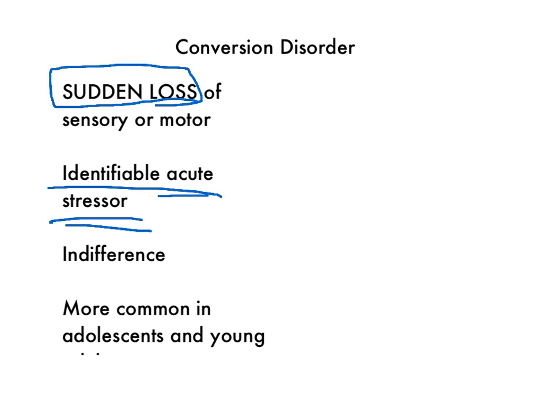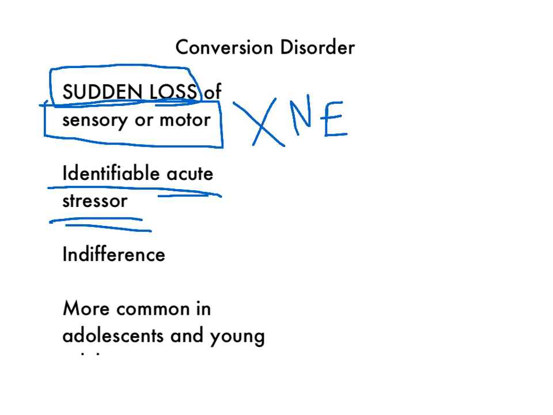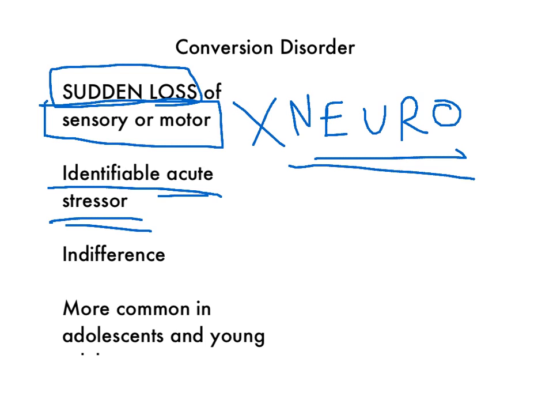The other important thing you have to know about this is that it's a loss of sensory or motor. Okay, it's a loss of neuro symptoms. Okay, it's not going to be sexual or anything. It's a loss of neurological symptoms. The other weird thing is that a lot of these patients are indifferent to having these symptoms. And the other thing is that it's more common in adolescents and young adults. So maybe it's their parents bringing them in because they notice this, because they are indifferent to it, and it's a sudden loss. And remember, it's not malingering.